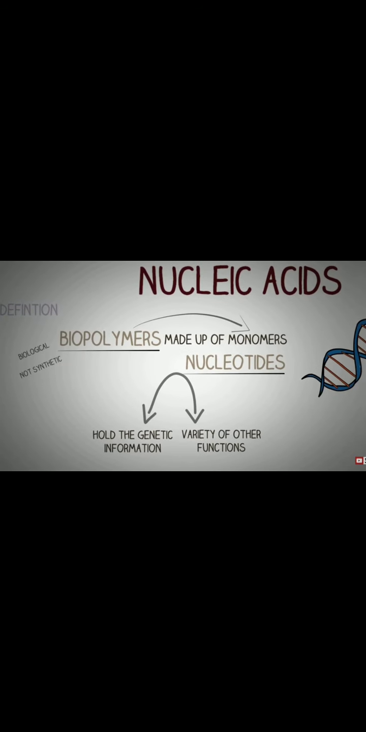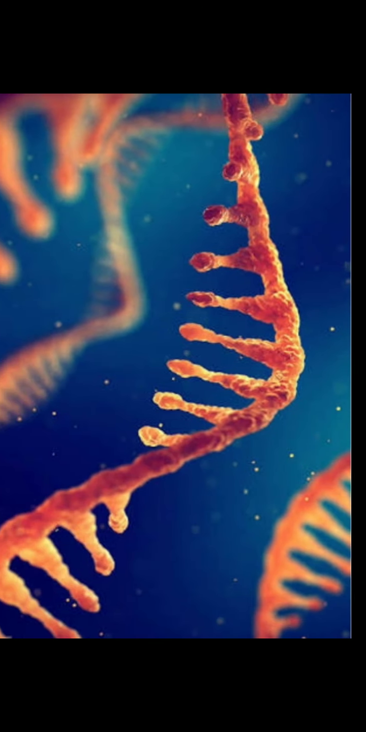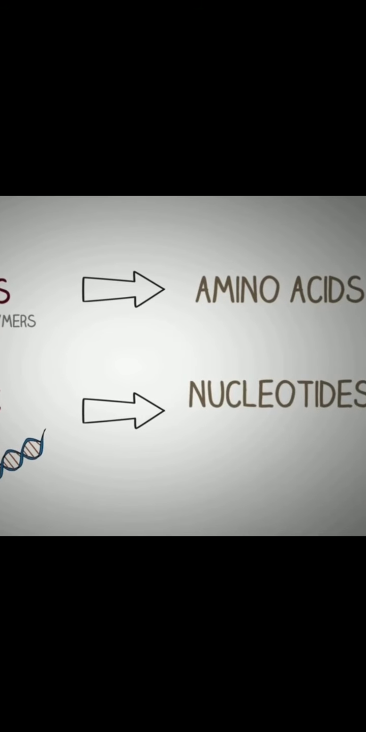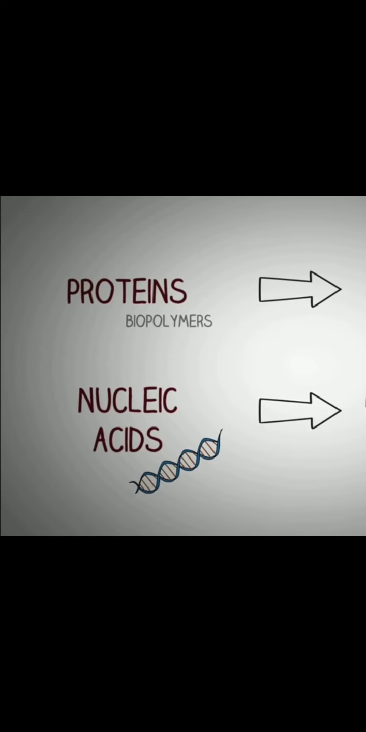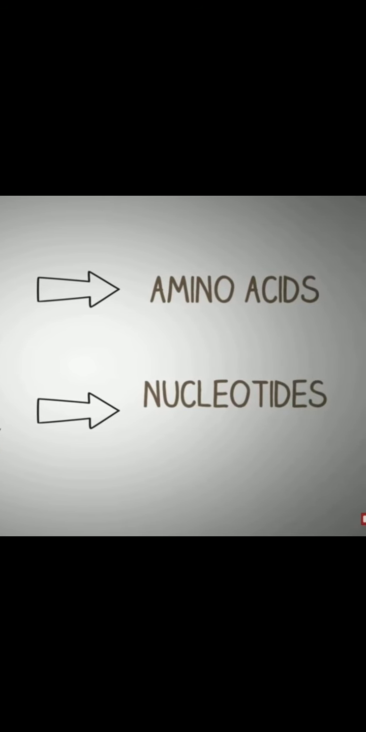Let's first try to understand the definition of nucleic acids. So nucleic acids are biopolymers. Bio means that they are synthesized inside the biological system and not synthetically. And polymers means they are made of repeated units called monomers, which in this case are nucleotides. Take an example. We have many different types of biopolymers in our body. One of them is proteins, and most of you know proteins are made of repeated units called amino acids. Similarly, nucleic acids are also important biopolymers in our body which are made of repeated units known as nucleotides.